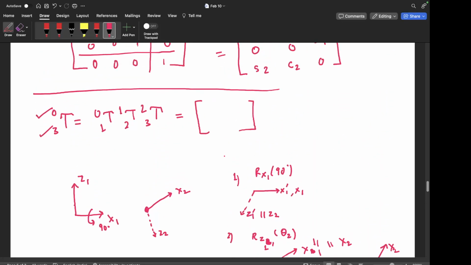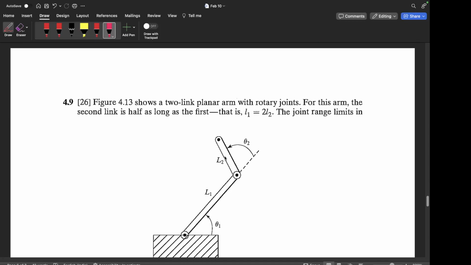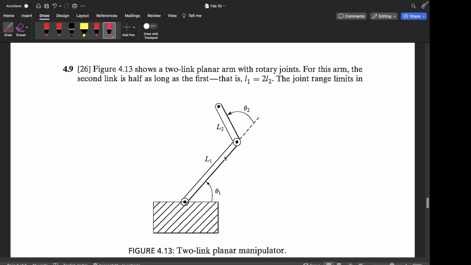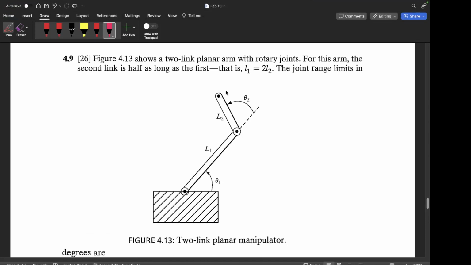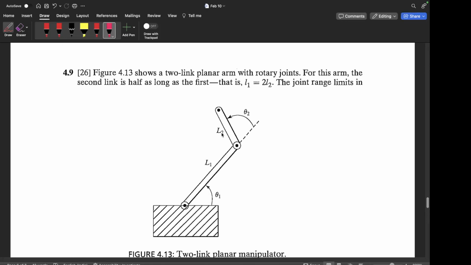So that was this question, writing the DH parameters and writing the transformation matrices. Let's discuss one more question. We have enough time for this, I believe. Let me zoom it in.